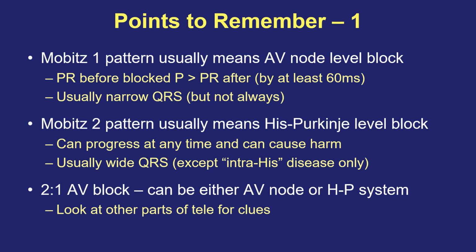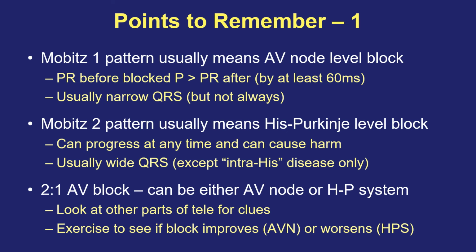With regards to 2-to-1 AV block, look at other parts of the telemetry for clues, areas where there is not 2-to-1 AV block, where there is 3-to-2, or areas where you can compare PR intervals in sequence or before and after the blocked P wave. And you can do autonomic manipulation either with a medication or withdrawing a medication, or most easily by ambulating the patient or having them do exercise to temporarily increase catechols and see if the block improves. If conduction improves, that would suggest that it's an AV node level problem, not worrisome. Or if it worsens the AV conduction, which suggests His-Purkinje disease, which is worrisome and should require immediate attention.